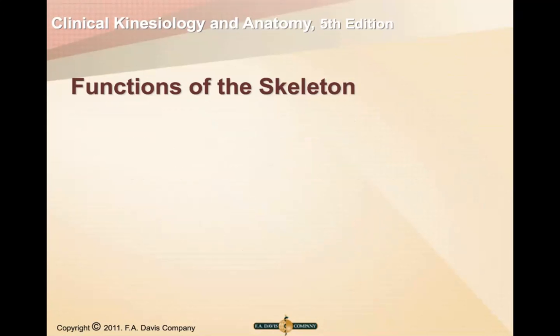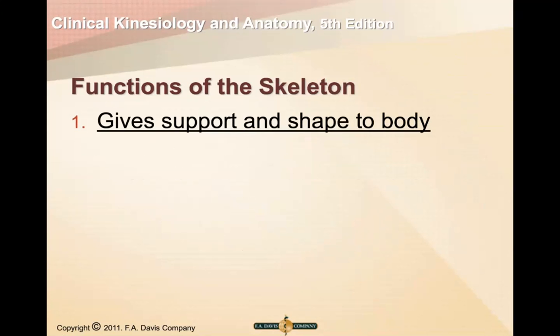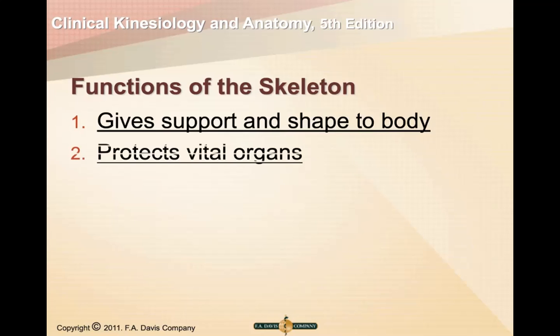Most of them are self-explanatory. Give support and shape to the body. Well, that's a no-brainer. If we didn't have a skeleton, we'd be a big blob of jelly. Protects vital organs. Yes, it does protect our vital organs. Think about your rib cage, protects your heart and your lungs and your diaphragm, and then your stomach is partially under that, but then the rest of our organs are kind of open. But our rib cage does protect a lot of our vital organs.